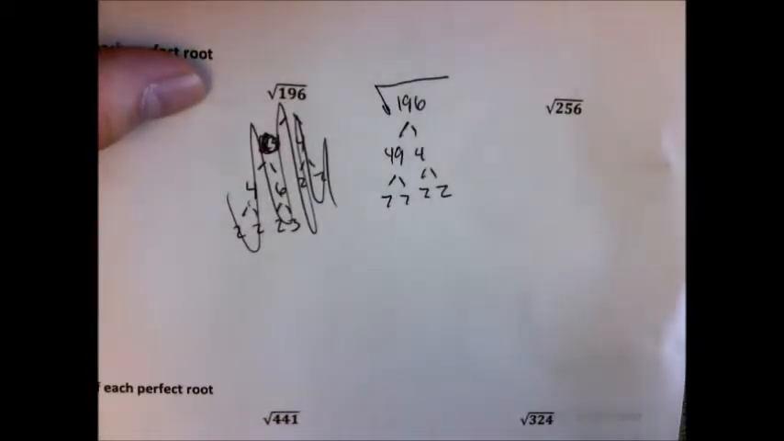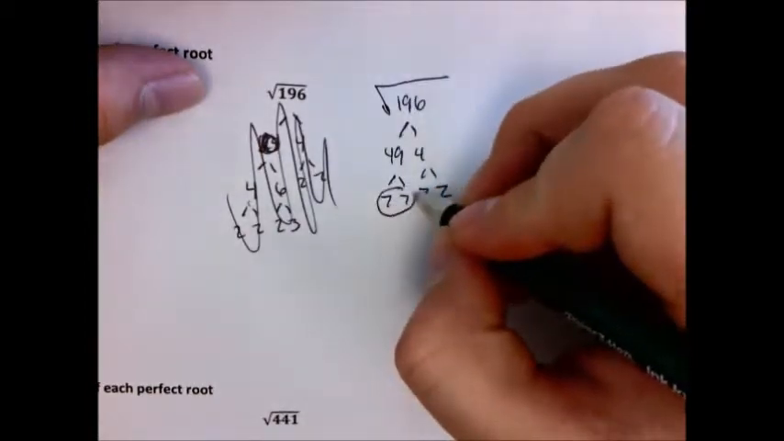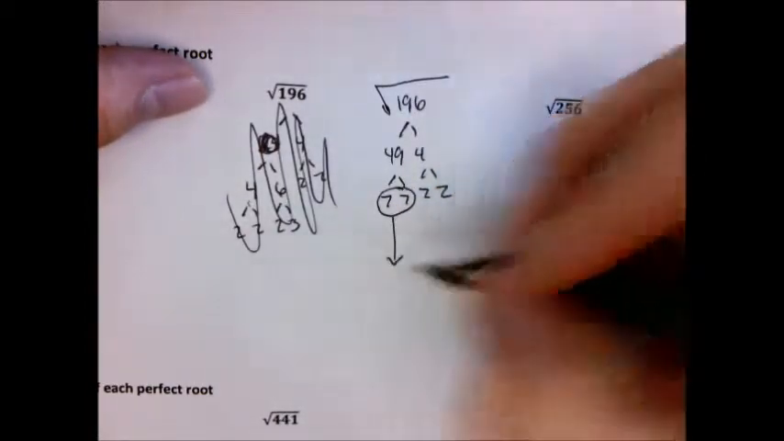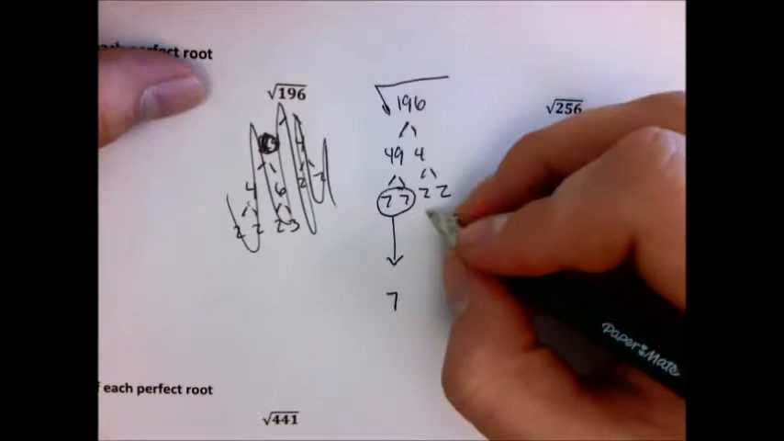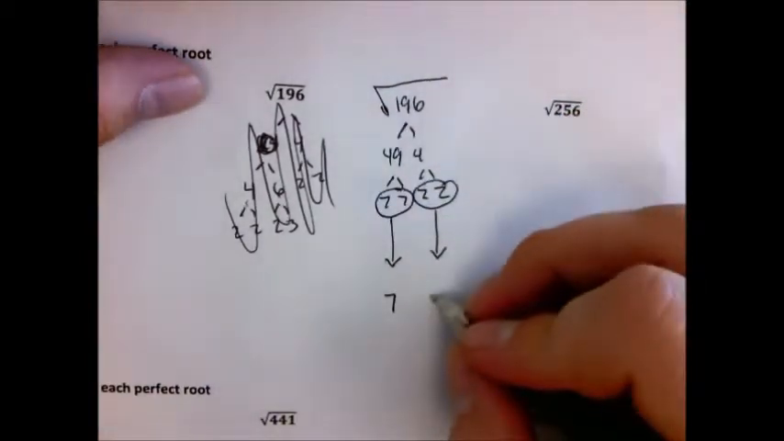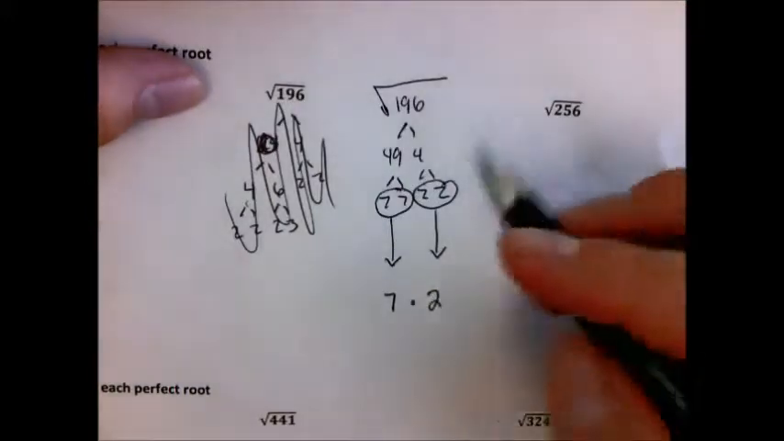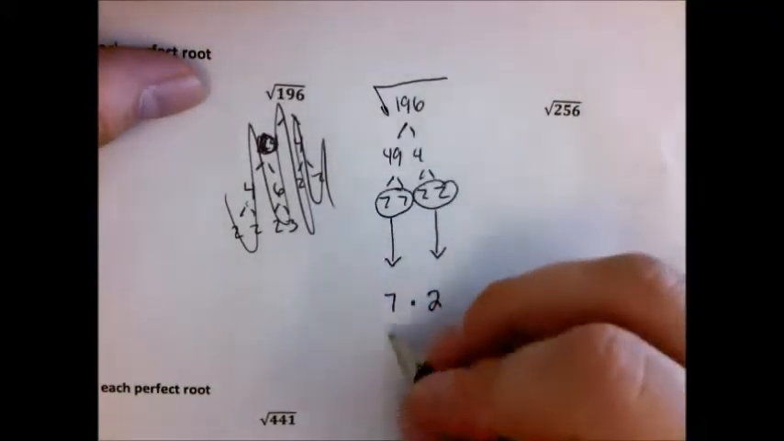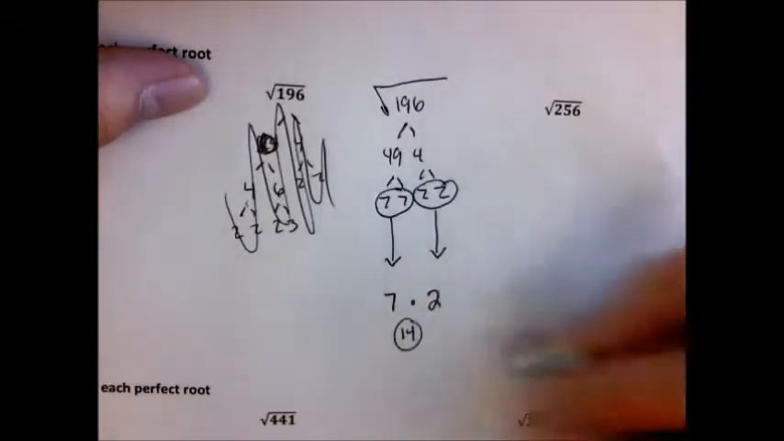So, remember, once again, we had to take things out in pairs. So here is a pair of 7's, which turns into one 7. Here is a pair of 2's, which turns into one 2. Whenever we bring things out of the root, we have to multiply them together, so we get 14.